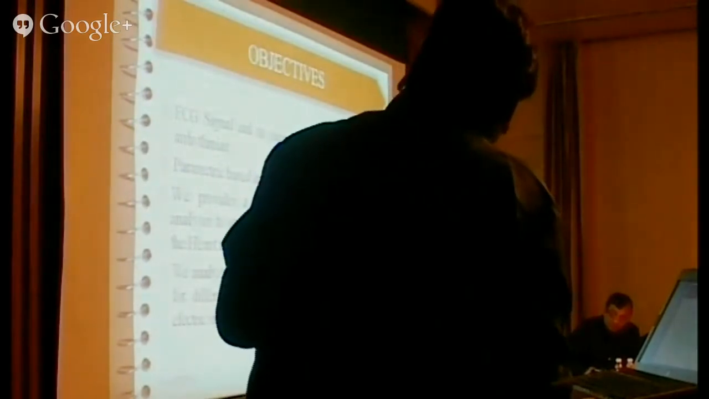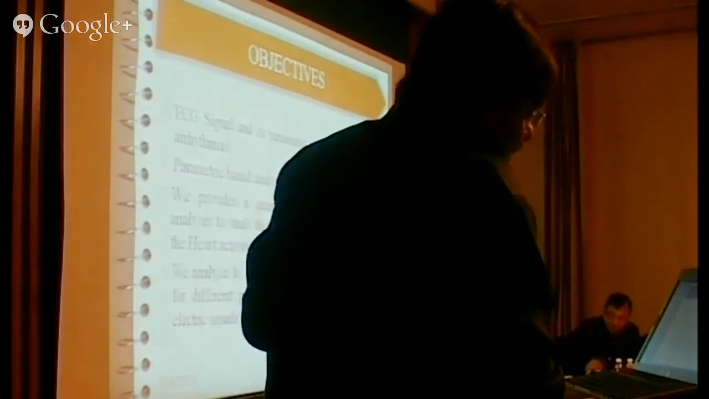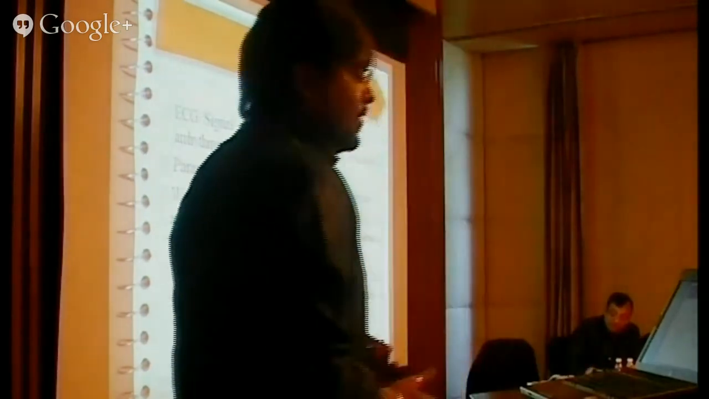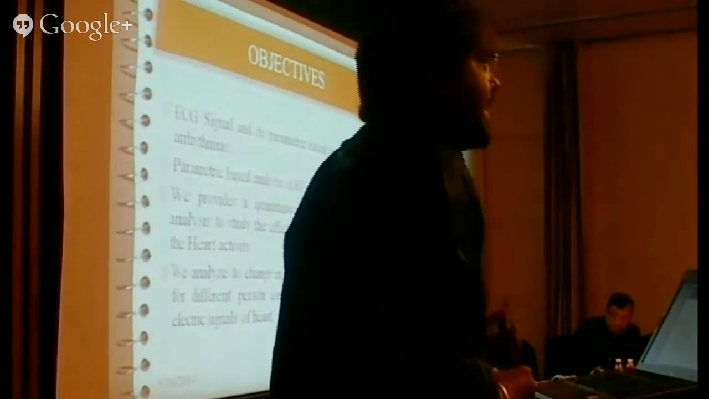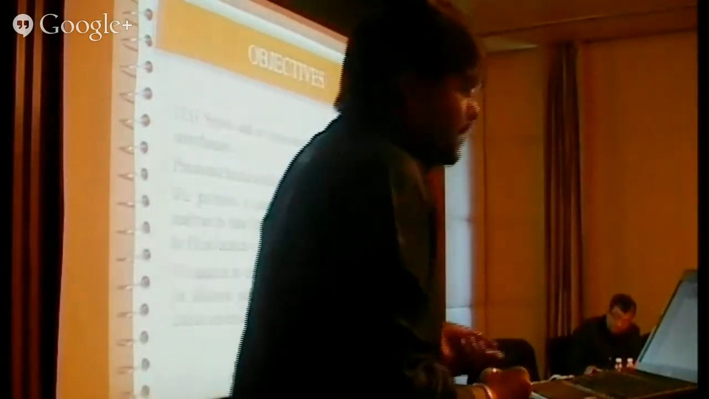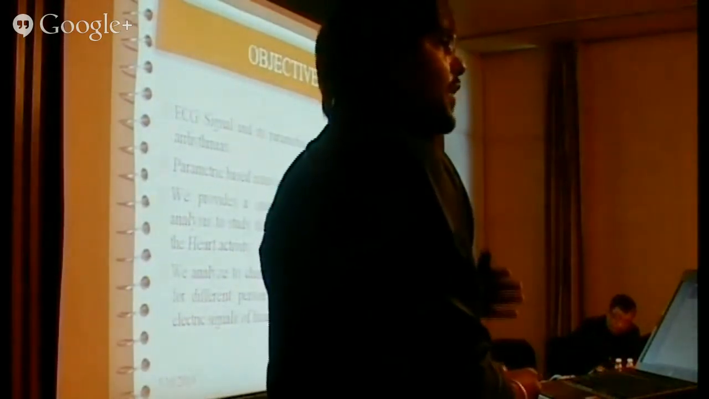And the third one is we provide some quantitative electrocardiography analysis to study the effect of 3G and 2G mobile phone on the heart activity as well as on the HRV. HRV stands for heart rate variability, which consists of a number of parameters. First one is the vagal, the second one is sympathetic, and the third one is the sympathovagal balance. These parameters are simply related to the emotions and the consciousness and subconsciousness of the human being.